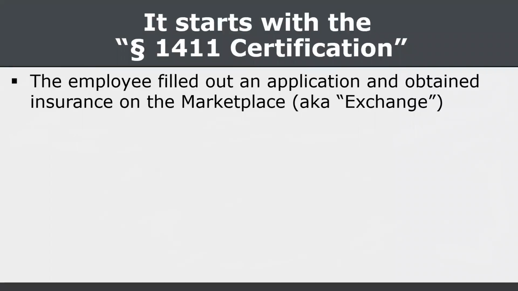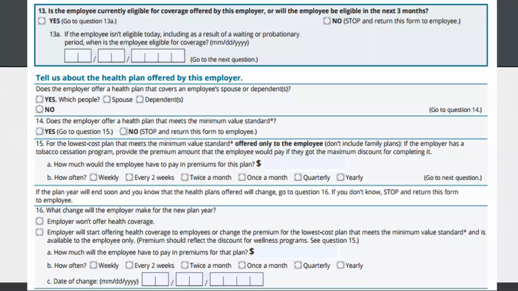Remember, all of this starts at the 1411 certification that you hold. Your employee went to the health insurance marketplace and filled out an application, and the government said yep, or the government sent their information to Blue Cross, who said yes, you are eligible for one of these plans on the marketplace. We just have here a screenshot of at least what it used to look like when you were telling the IRS what type of insurance your employer offered.